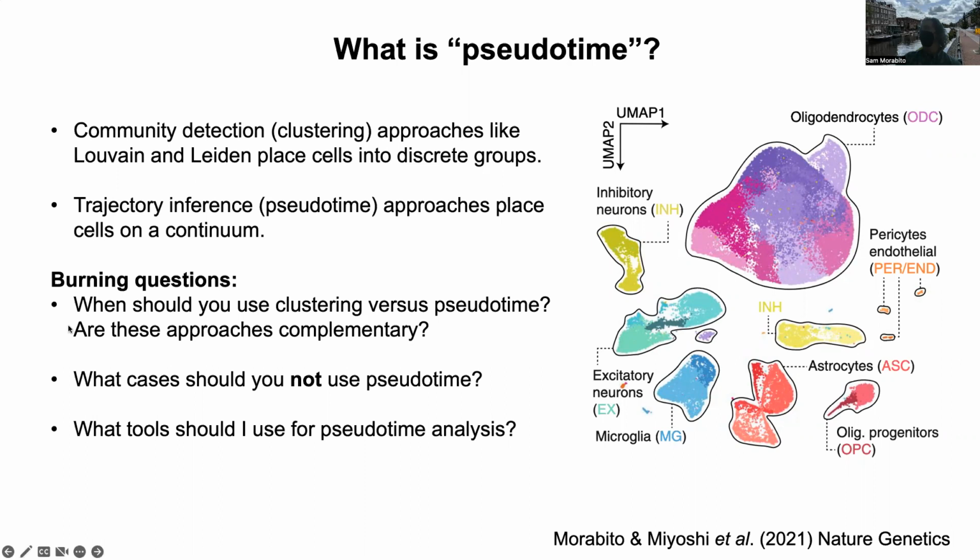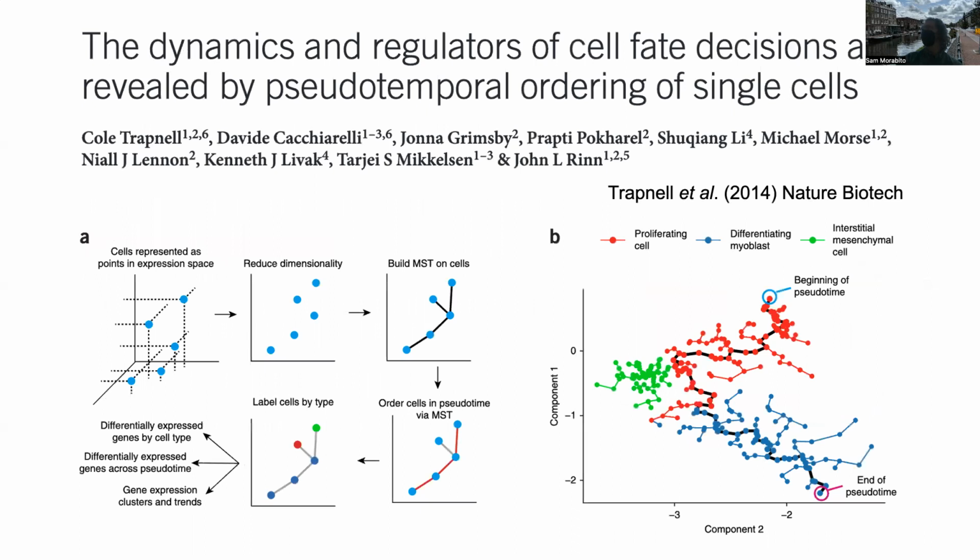Some burning questions we have: when should I use clustering versus pseudotime? Are these approaches complementary? Are there cases where we should not use pseudotime? And what are the tools that we should be using for pseudotime analysis? Sorry if I'm interchangeably calling it pseudotime or trajectory, but I'll explain why it's called pseudotime right now. This is the original paper that introduced it back in 2014 in Nature Biotechnology.